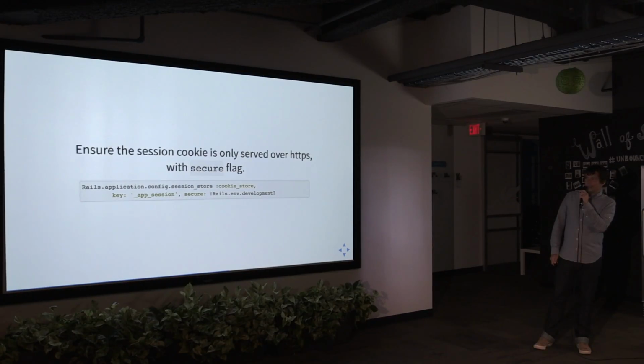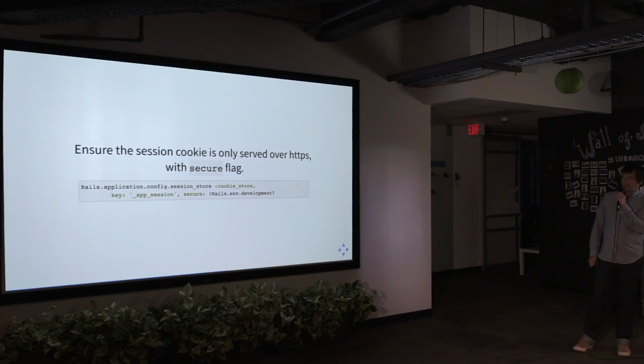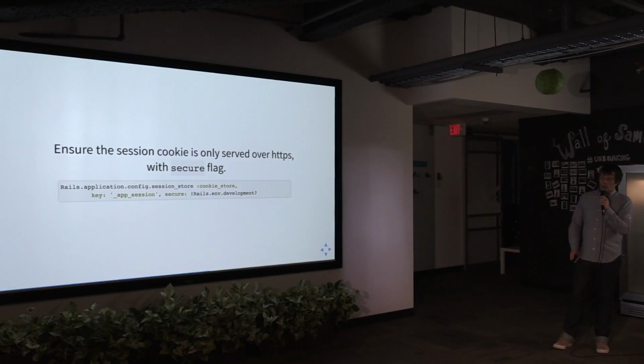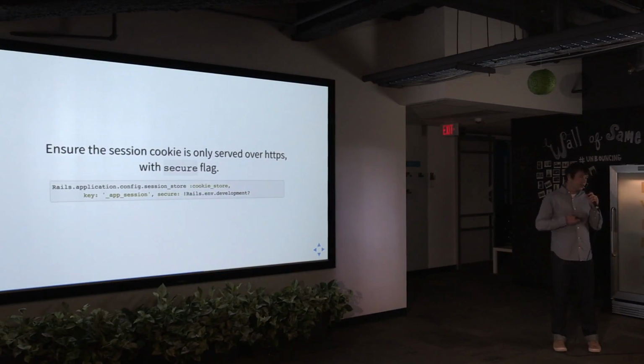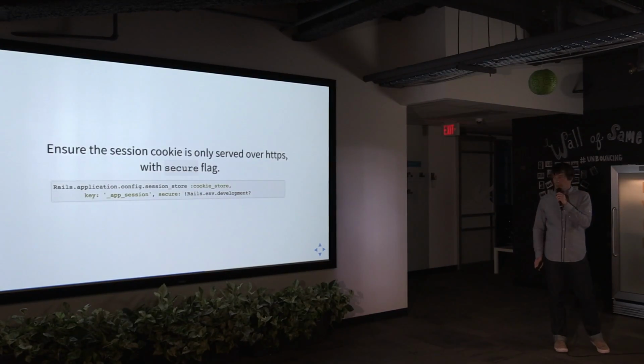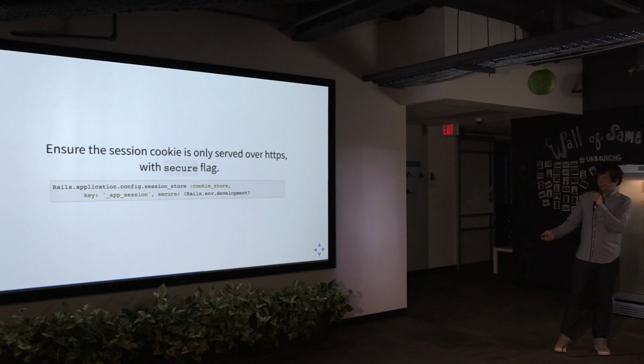This one's pretty self-explanatory. You can set the secure flag on your session store cookie when you're not in the Rails development environment, which will ensure that the session token is only served over HTTPS. You can use force_ssl, which is a flag that Rails provides you, but it does a whole bunch of things, and you may want to have more granular control as opposed to just flipping that switch and hoping Rails does the right thing.